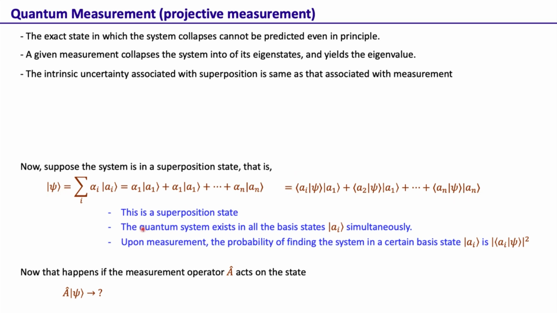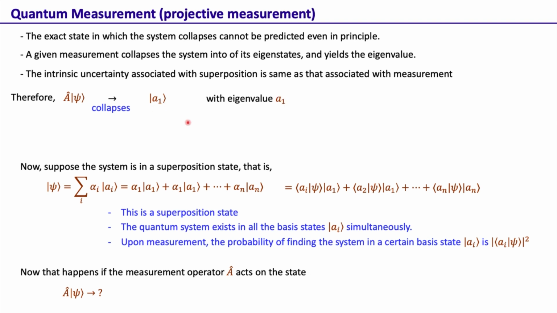So here we say that the quantum state exists in all these basis states simultaneously. This is just a statement of the fact that there is no way of knowing which state the quantum state is in, and that is what we mean by saying that it exists simultaneously in all these basis states. And upon measurement, we find that it is just one of the states. So that intrinsic uncertainty that we see with the measurement is the same that we have here in the case of superposition.